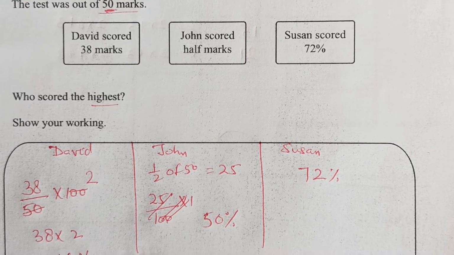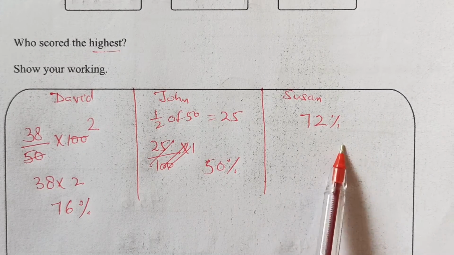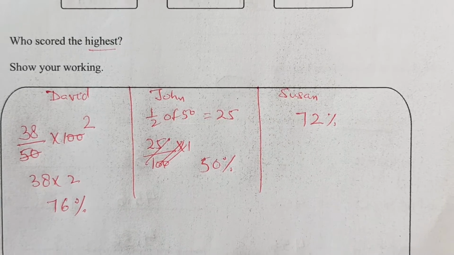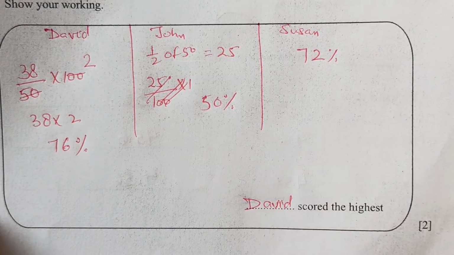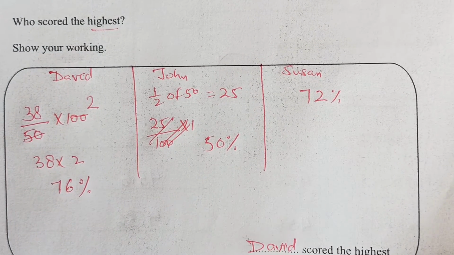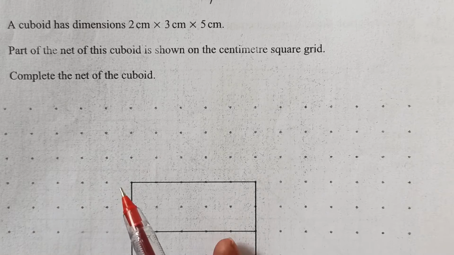So now you can compare easily. This is 76%, 50%, 72. Whose score is highest? David. So we will write down here David. So this is 2 mark question, and you need to show all your working because it's written here. You can't just give answer. Okay. So we have here another question.